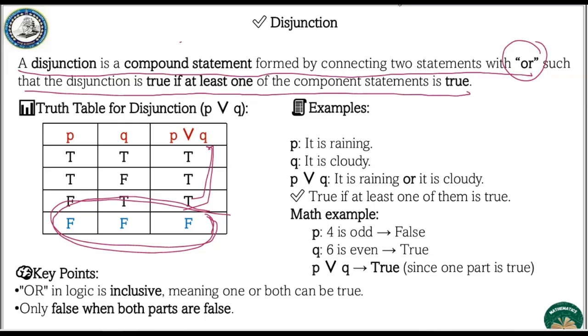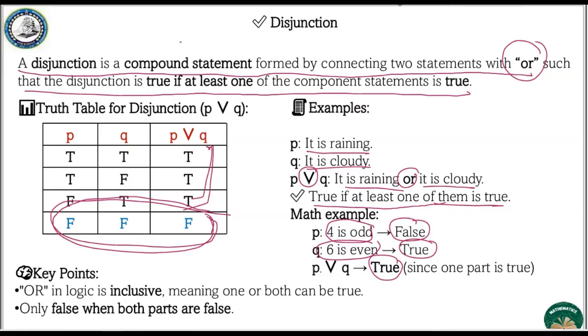Okay. So yeah, we write it in the form of a statement. It is raining, it is cloudy, so we have to use P or Q. It is rainy or it is cloudy. It is true if at least one of them is true. 4 is odd, false. 6 is even, it is true. So whenever it is F and F, it is F, otherwise it is true. The answer P or Q will be true.